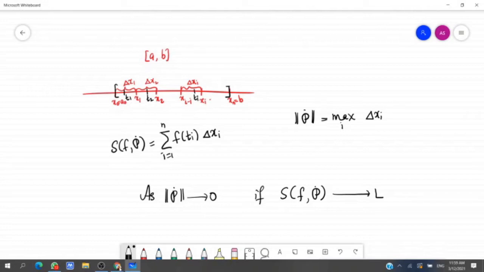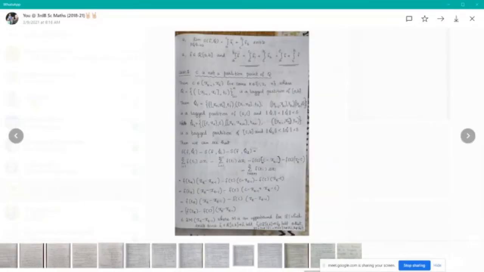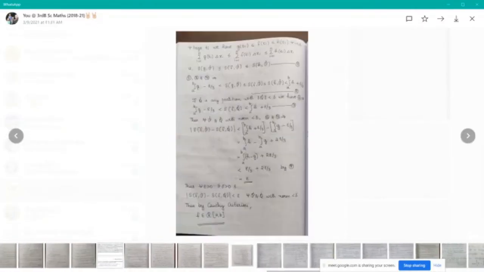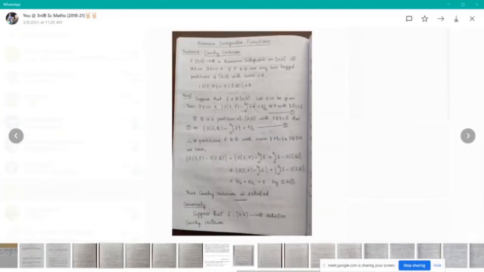A function f defined on the closed interval [a, b] is Riemann integrable on [a, b] if and only if it satisfies a particular criterion called the Cauchy criterion, which says that for every epsilon greater than 0 there exists a delta greater than 0, such that for all partitions P and Q with norm less than delta, the difference between the Riemann sums S(f, P) and S(f, Q) is less than epsilon.